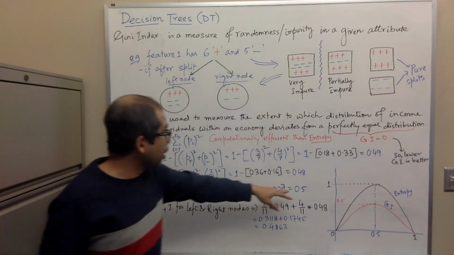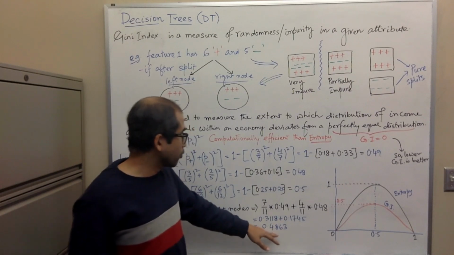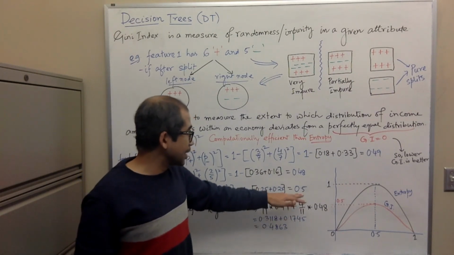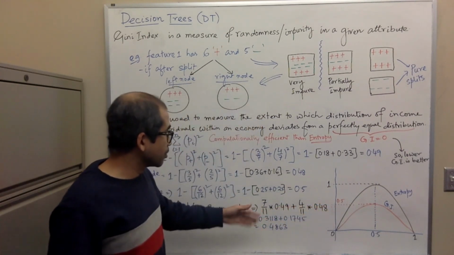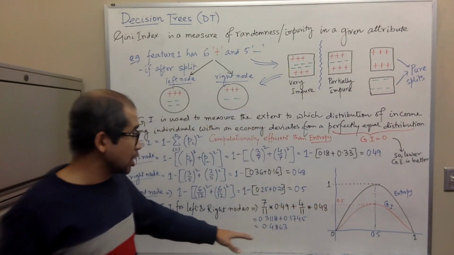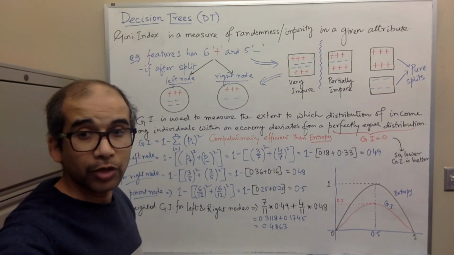And then you can see 0.5, and the weighted combination of the left and right children is 0.4863, which is definitely less than 0.5. So we are reducing the impurity. So this is a good split. And similarly, I'll also do it for the entropy.